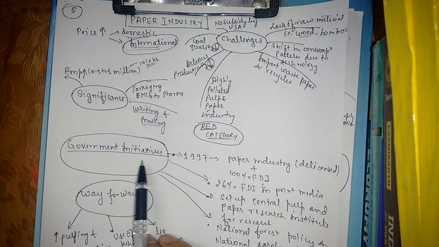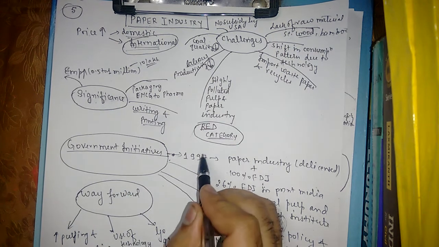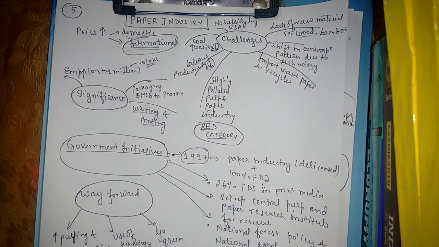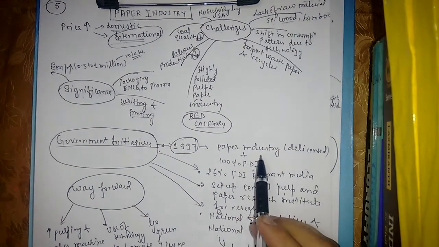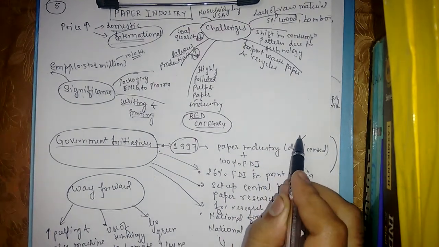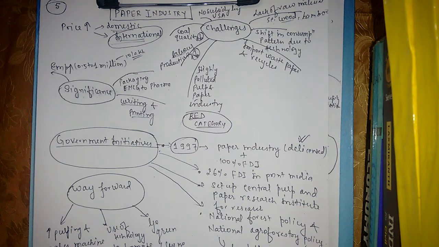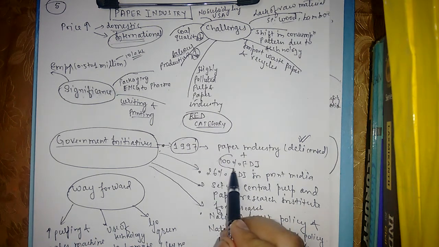What are the government initiatives with respect to this paper industry? In 1997, the government delicensed all paper industry, right? Because it was polluting the environment. You know that the population of India is so big, and recently we are facing smog problems and environment issues. So in order to protect our environment, paper industries got delicensed, and our government said we are going to allow 100% FDI.